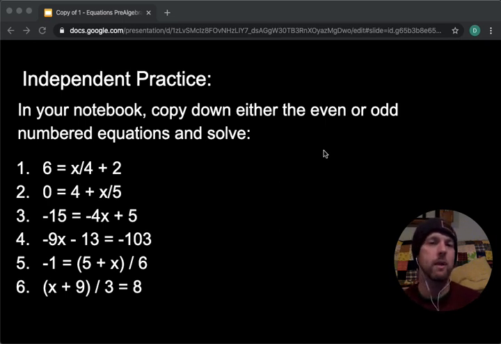So this is going to be your work for today. I want you to copy these 6 equations into your notebook and complete them. Send that to me. And if you have any questions, you can email me, give me a call.